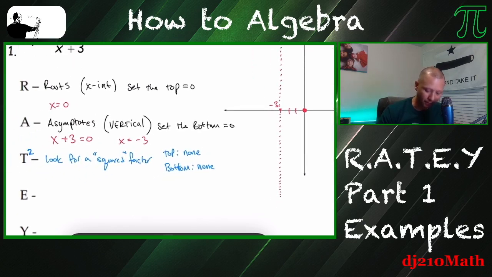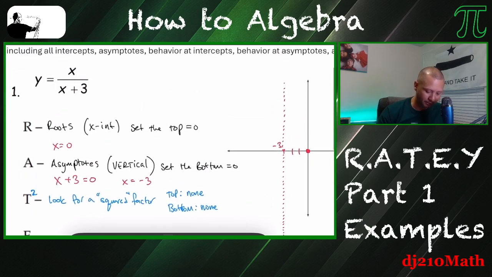And by squared factor, I mean this. I'll modify this so you can get an idea of what I'm talking about. That would be a squared factor on top. This would be a squared factor in the bottom. It doesn't have either one of these things.